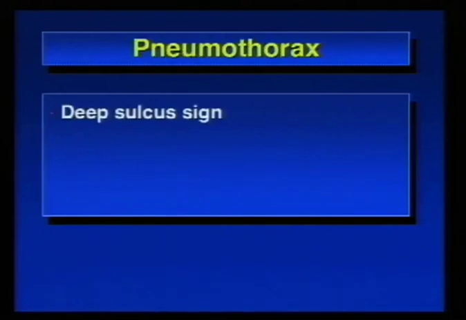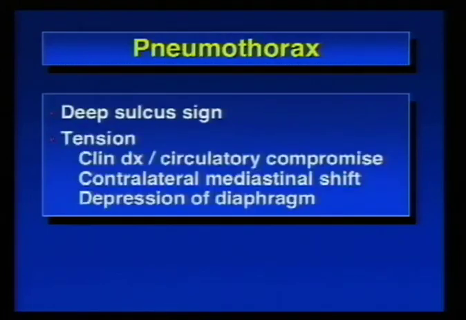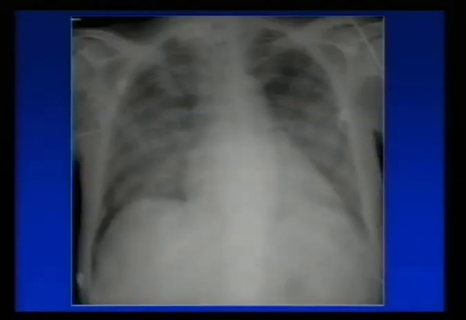Okay, so deep sulcus sign, do not forget that. Any ICU film, look for that, because if you miss it, you did not pass the case. Okay, tension pneumothorax, this is another type of pneumo that you might want to think about. This is a clinical diagnosis that results in circulatory compromise, but on imaging, what are we looking for? Contralateral mediastinal shift, mediastinal deviation to the other side, or depression of the diaphragm on that side.